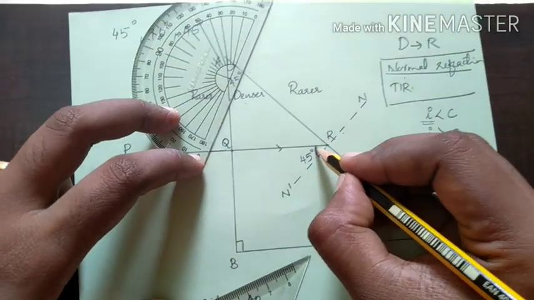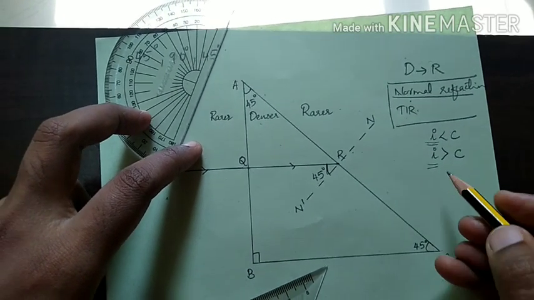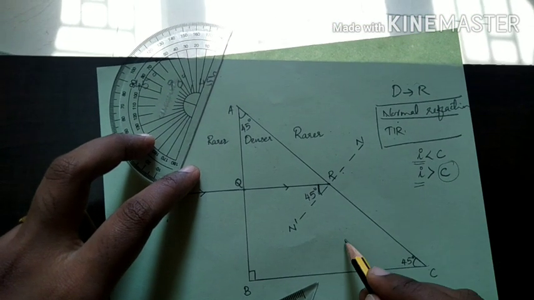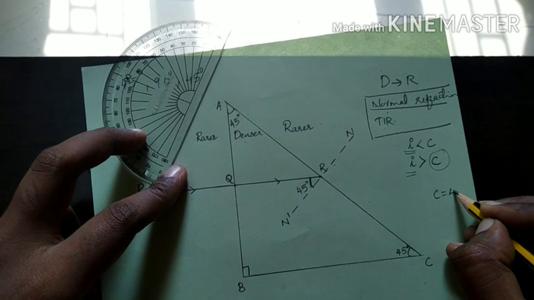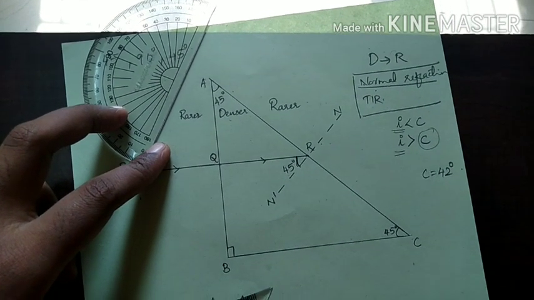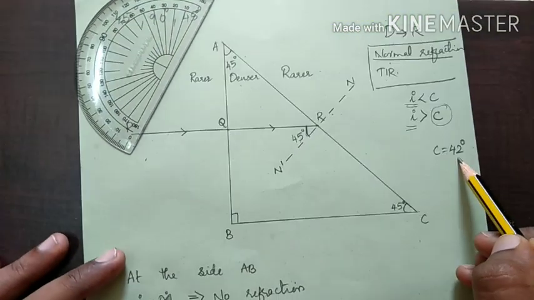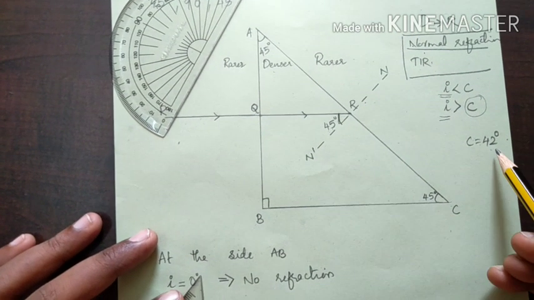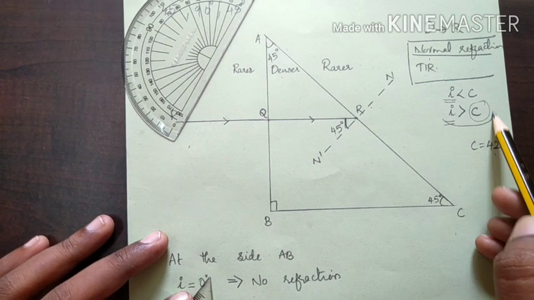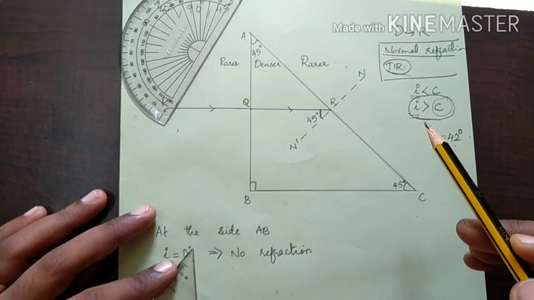So now here we got the angle as 45 degree, light ray passing from denser to the rarer medium. So what is the value of the critical angle for glass-air interface? Critical angle value is 42 degree. Okay, so compare this angle of incidence with this 42 degree critical angle. What is it? Angle of 45 degree is greater than 42 degree. So what is the condition? I is greater than C. That means total internal reflection takes place.